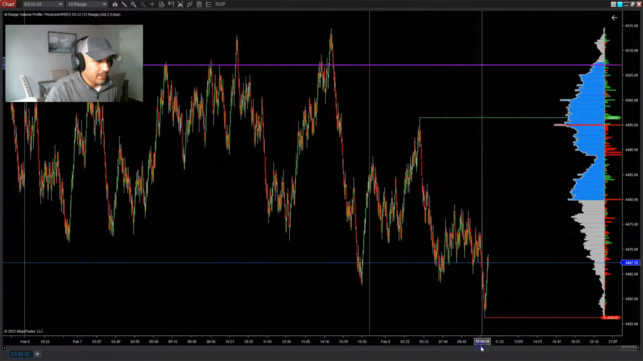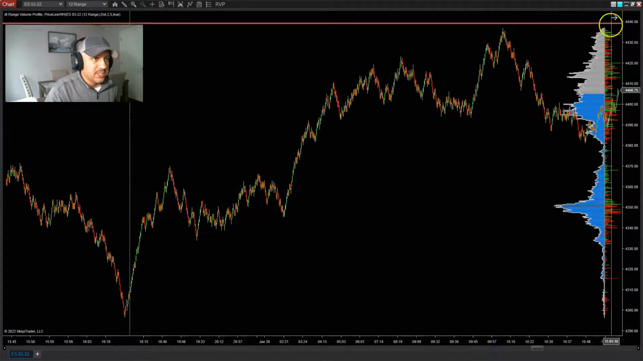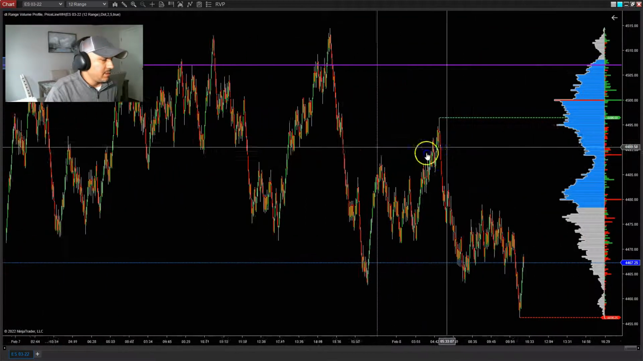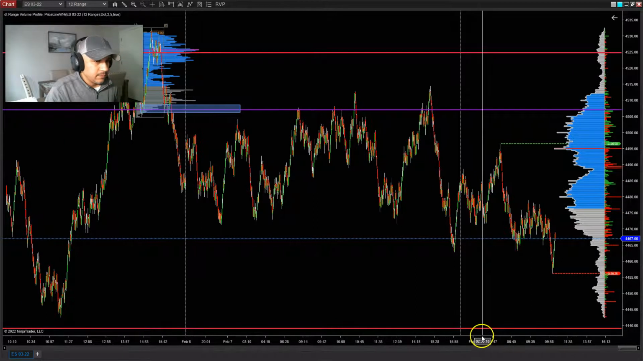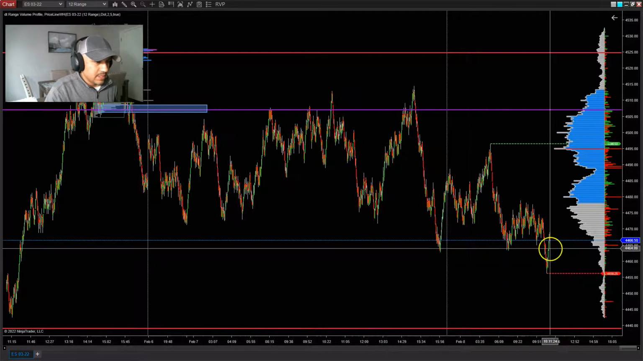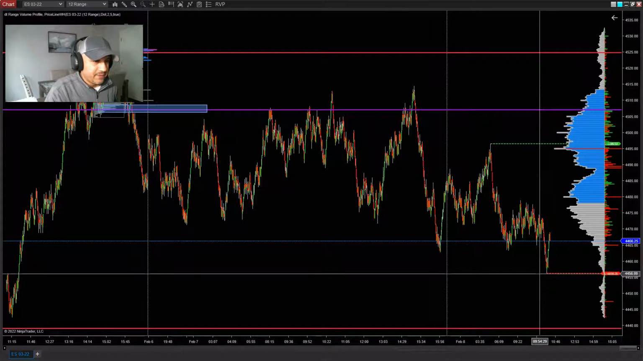Okay, we gotta be careful here. Oh, what is this thing doing? Sorry about that, guys. Scrolled back too far for some reason. Okay, price rejected. It bounced down here at 56.